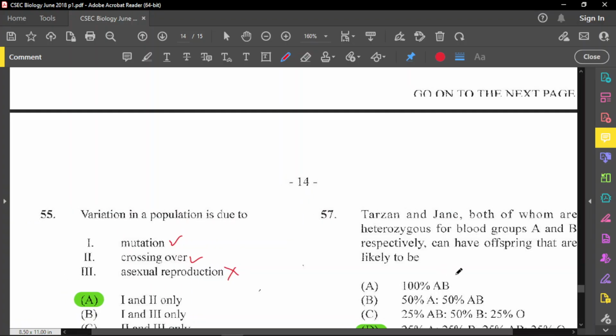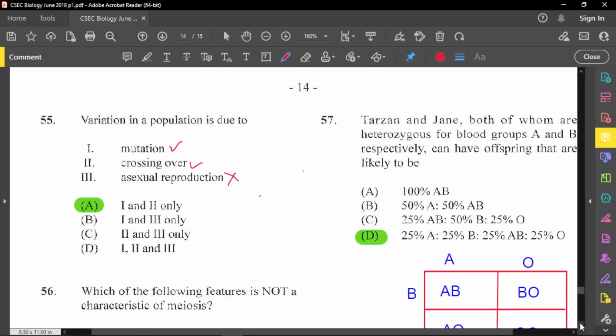Number 55, we said variation in a population is due to what? And notice this is similar to a question we just answered, right? So mutation can bring about variation. Definitely, crossing over brings about asexual reproduction? Definitely not. So this is a similar question to what we just answered, but they ask it in a different way.